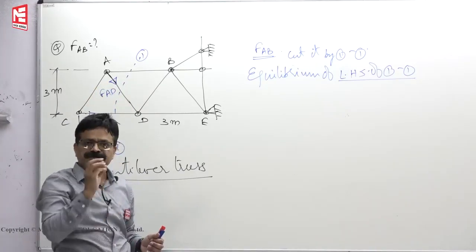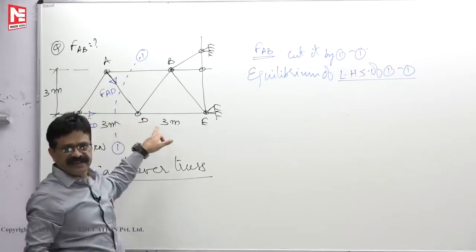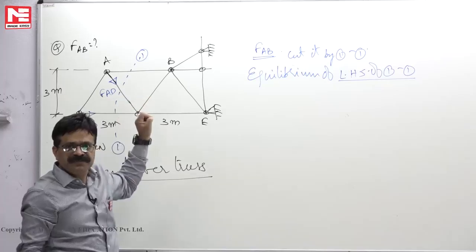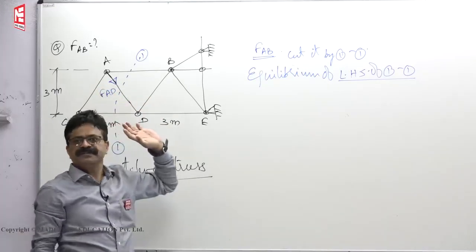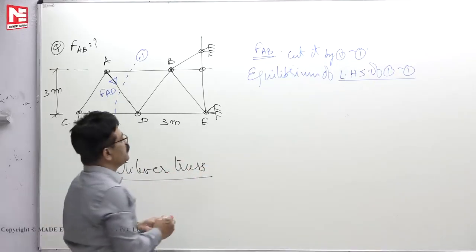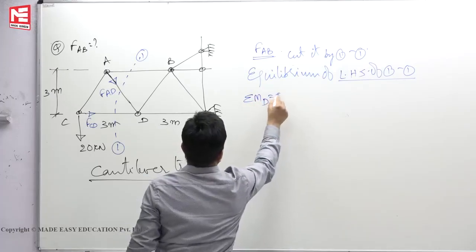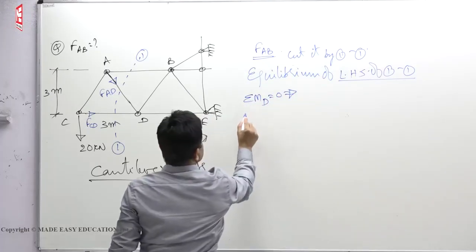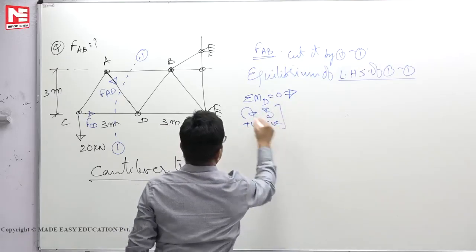Now you see, in this case, the unwanted members, meaning the members whose forces we don't want to find, are meeting at D. If I take moments of all forces about D, these unwanted forces will give 0 moment. Our headache is gone. So they will not come in the equation at all. So that is why now we will take summation of moments of all forces about D equated to 0. This is the sign convention: clockwise positive, anti-clockwise negative.